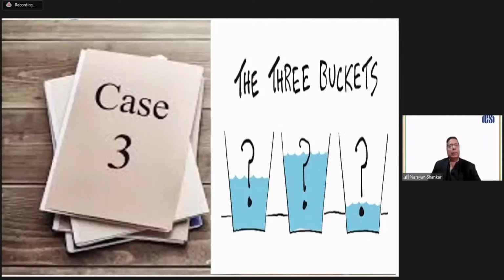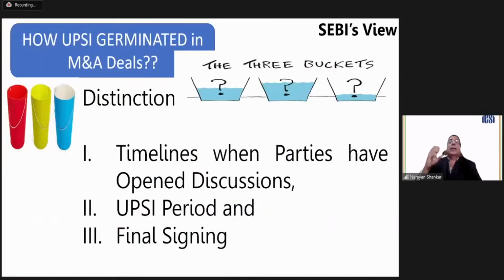Let's go to case number 3. The case number 3 is a case where SEBI has very nicely come up with a 3-bucket theory of how UPSI gets generated. This regulator has beautifully peeled the onion, saying that UPSI goes through 3 buckets. Bucket number 1 is timelines when parties are in open discussion. Bucket number 2 is what we claim as UPSI period, and third is final signing. Okay. So what is the difference between the company and SEBI?